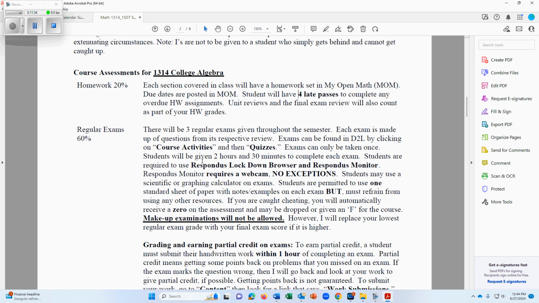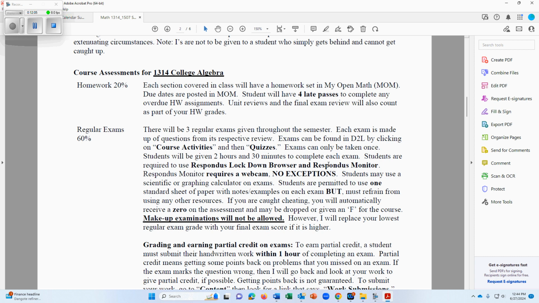Students are required to use Respondus Lockdown Browser and Respondus Monitor. So once again, that's why I need you to do the orientation quiz, because in order to do the quiz, you're going to have to download the software onto your computer, okay? And you might think, oh, I already have that software. Well, you want to make sure it's the software that is compatible with D2L. And so it will pop up when you're trying to access the quiz. It'll give you the proper software you need to download.